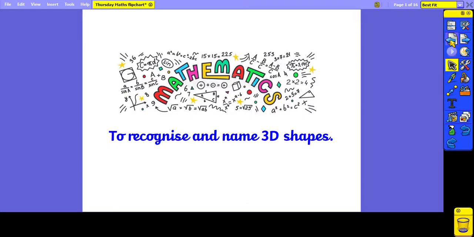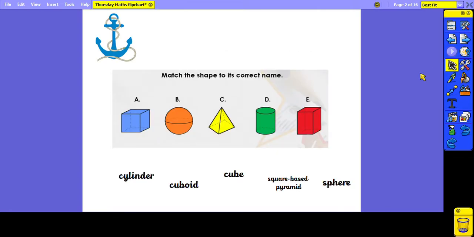Hello Year 1, today's maths lesson is about recognising and naming 3D shapes. So remember, 3D shapes are shapes that we can physically hold in our hands. For our anchor, I would like you to match the shape to its correct name. Pause the video now and have a go.